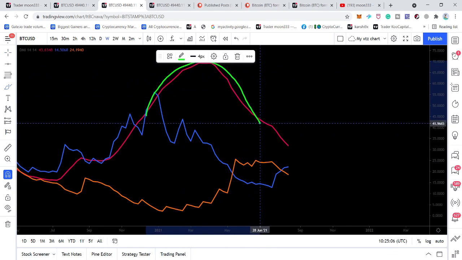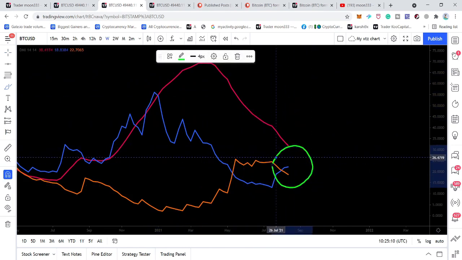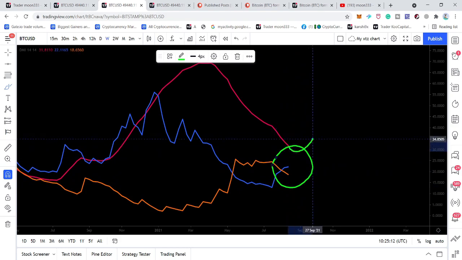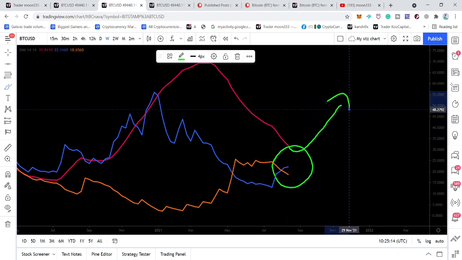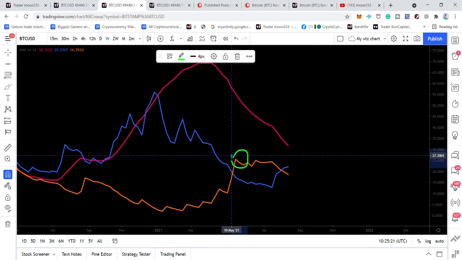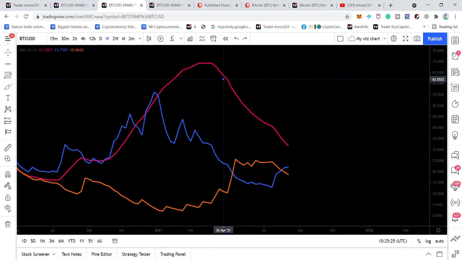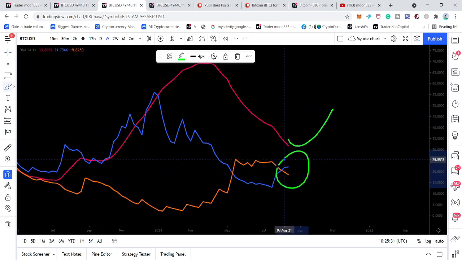For example, now we have this blue line above the orange line. Once this ADX starts moving up, that will show the power of bulls or buyers. Previously, it was showing here the power of sellers, and here it was showing the power of bulls or buyers. Now we need this ADX to move up from here, because we have this blue line above the orange line.